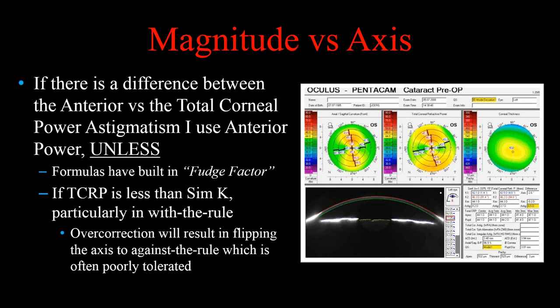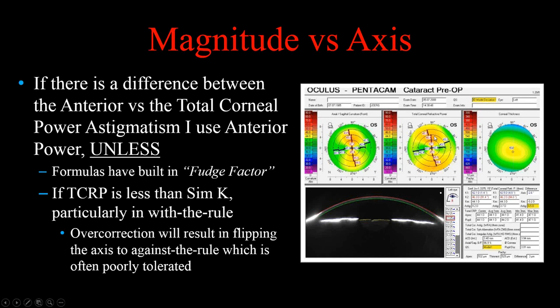Particularly with the rule, I will tend to undercorrect the amount of astigmatism, not use a full correction that's on the anterior surface. Why is that? This is a very good example. You can see here the anterior value is a mean of 4.2. The total corneal power is 3.7. That's a half diopter. That's kind of my limit: when it's a half diopter or more difference, I will tend to undercorrect based on this number.